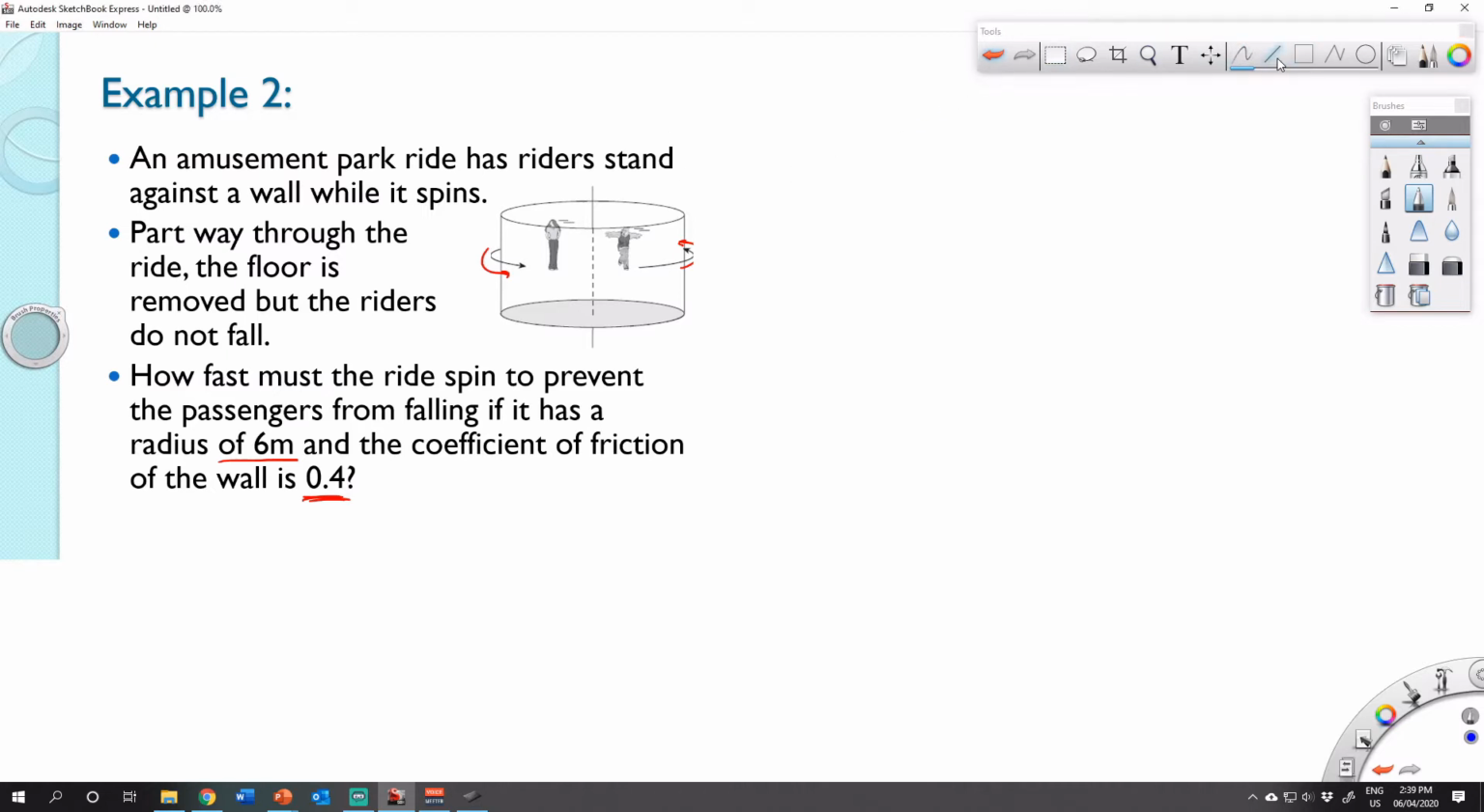All right, so first thing I'm gonna do is draw what it looks like for the person pressed up against the wall. So there's my wall. And I'm gonna illustrate the person here. Here's the person. There's the person pressed up against the wall.